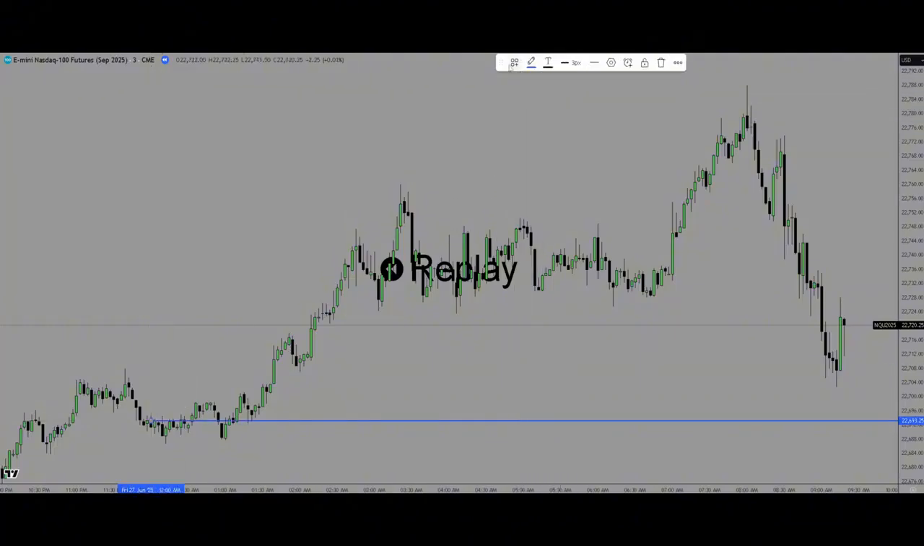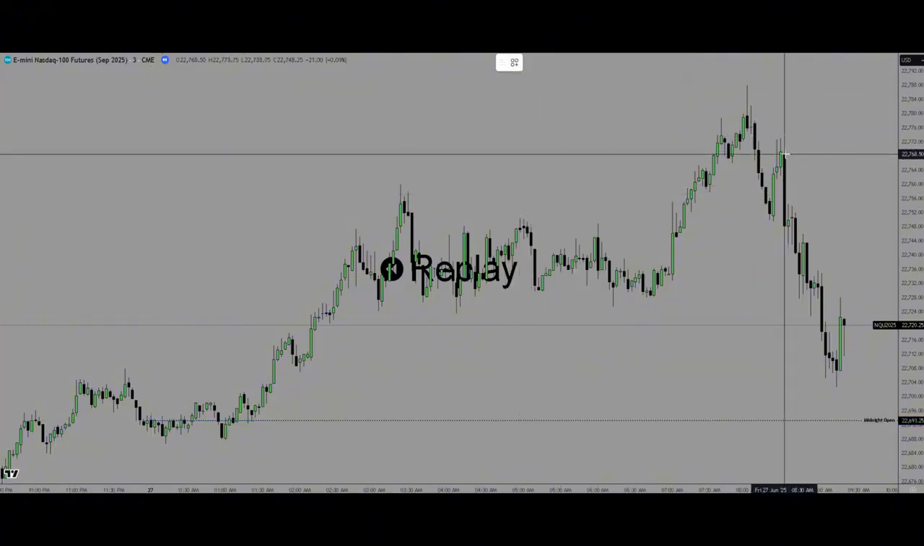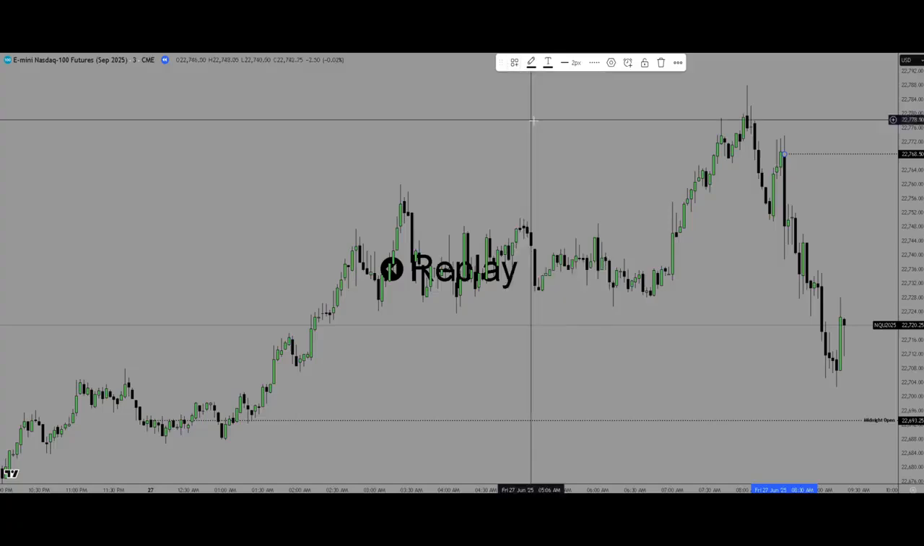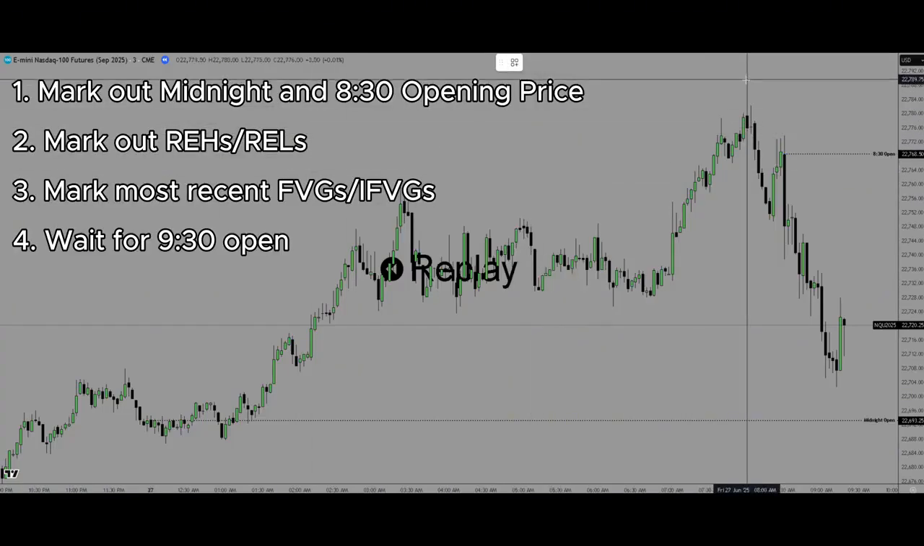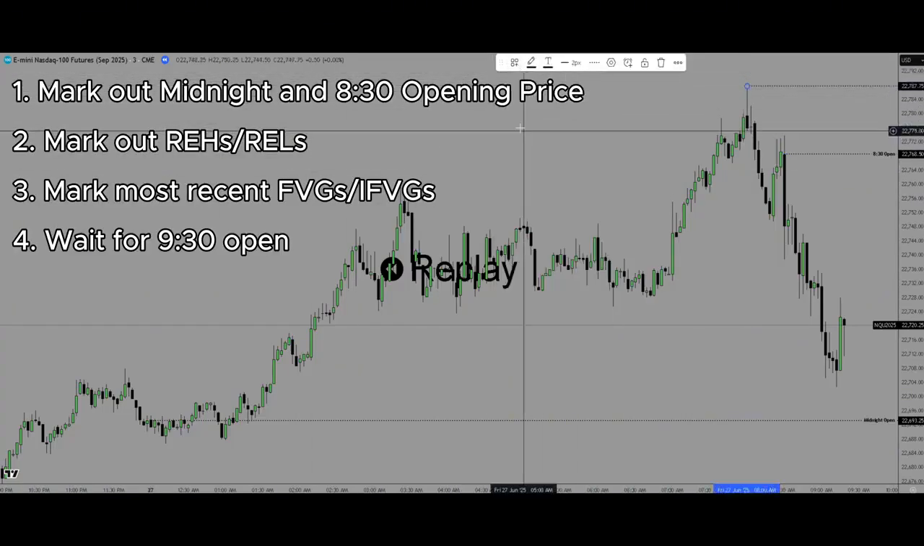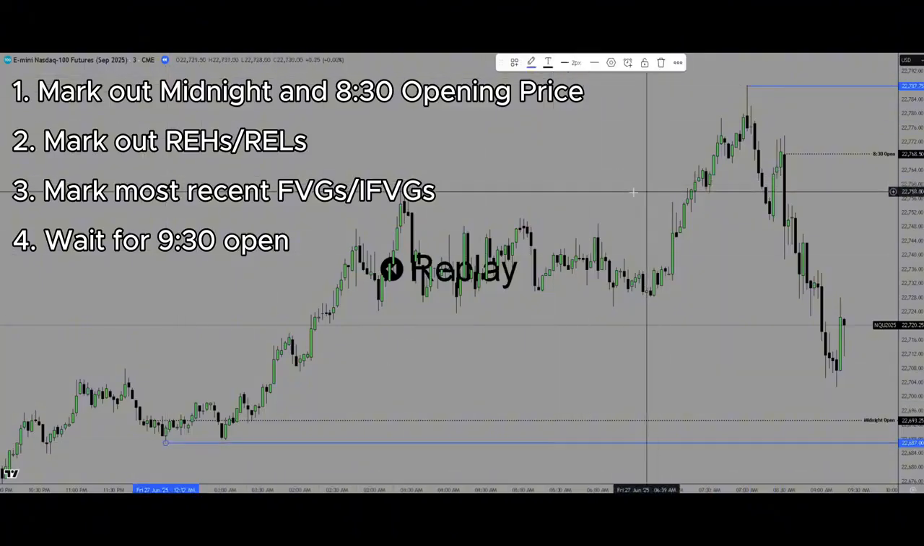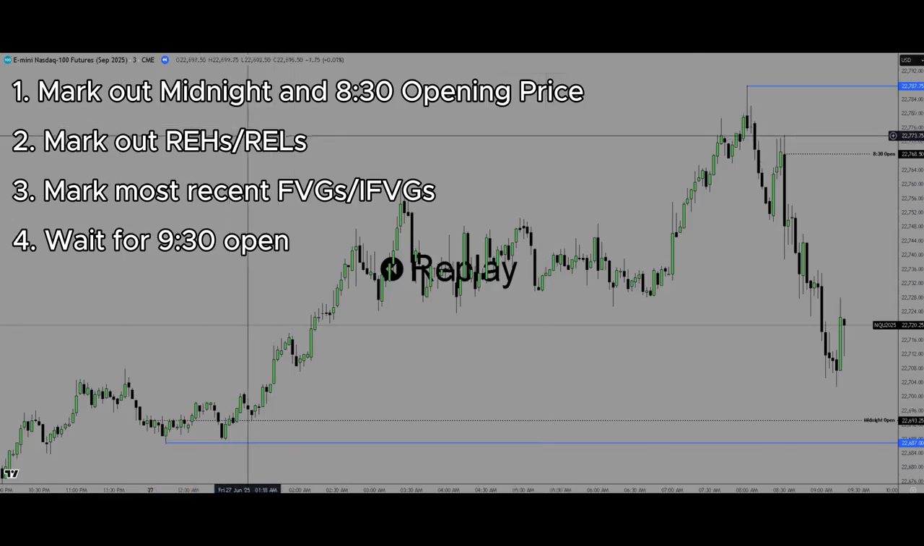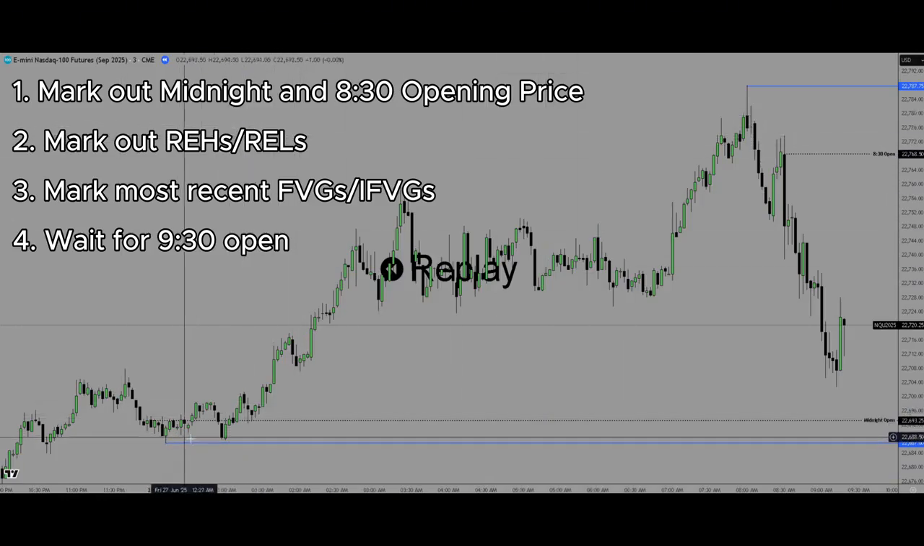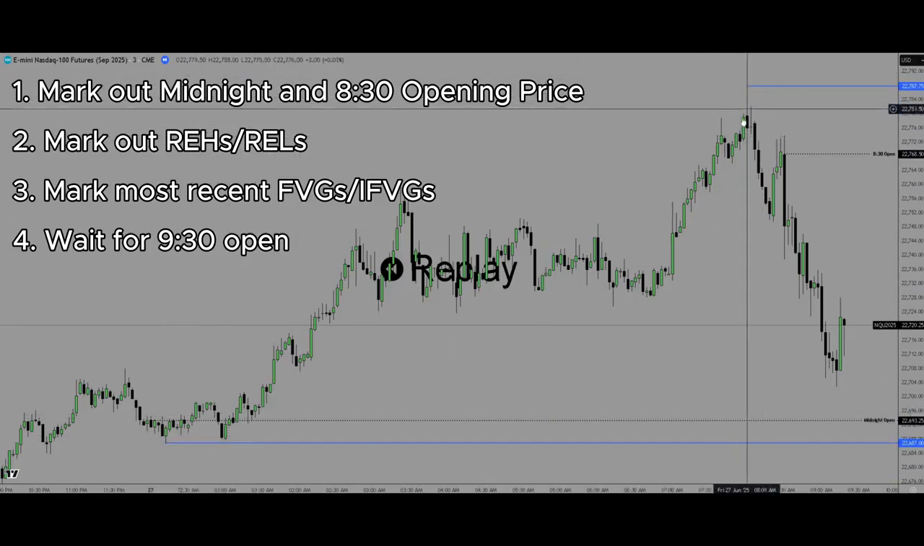We will start with when you first sit down at your charts. Try to aim for around 15 to 30 minutes before market open. First step, mark out the midnight and 8:30 opening price. This will give us context for which direction price is manipulating. Second step, mark out the two most significant or obvious liquidity pools above and below current price. Look for relative equal highs and lows.